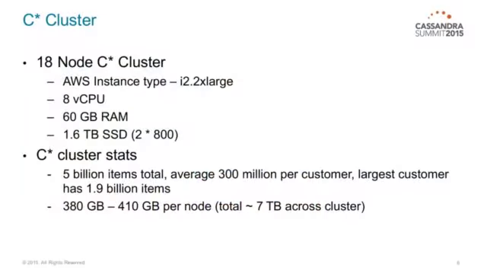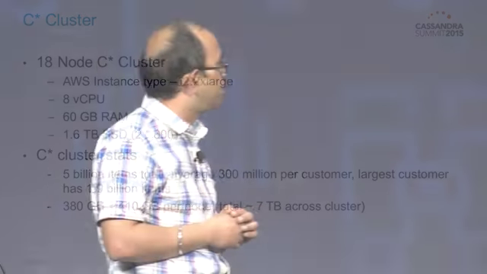This slide just gives you an overview of what our production cluster looks like. It's an 18 node cluster hosted in Amazon, with some of the specs of the cluster nodes. In terms of Cassandra cluster usage stats, we have about 5 billion items stored in the production cluster. It's an average of about 300 million items per customer, and the largest customer is close to 2 billion items, 1.9 billion items. In terms of data usage, we have about 7 terabytes of data across the entire cluster, which is 380 to 410 gigabytes per node.